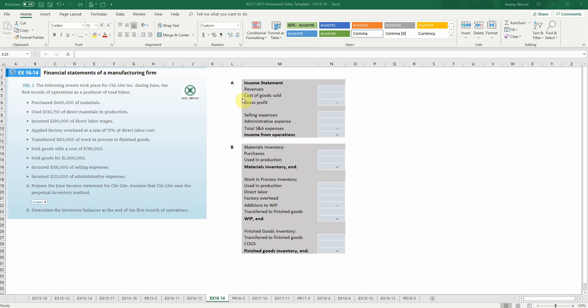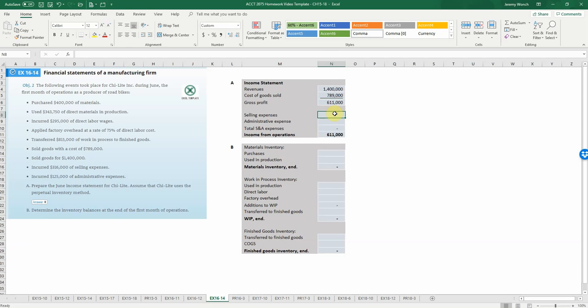So in part A, we're going to do an income statement. An income statement, we start with revenues, and it says that we had $1.4 million in revenues. And then it tells us that our cost of goods sold right here is $789,000. So that gives us our gross profit of $611,000.